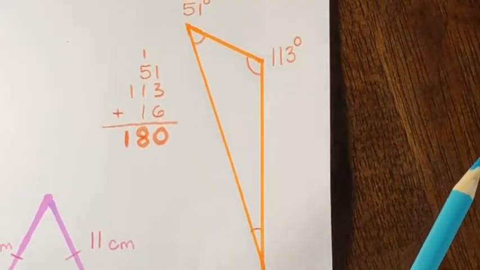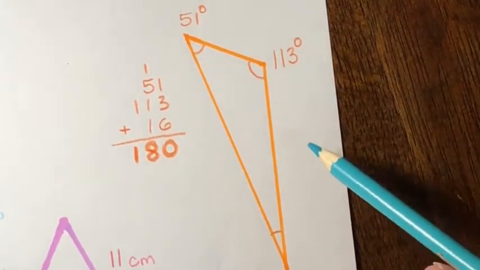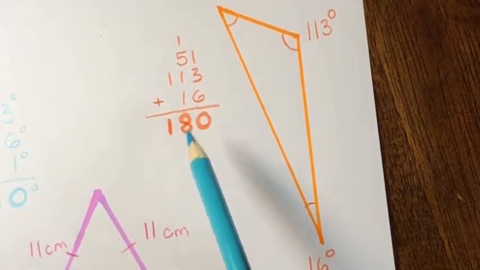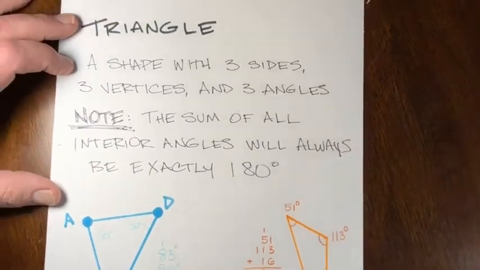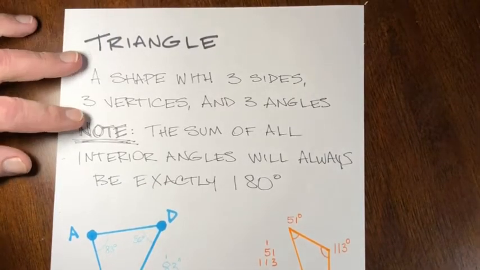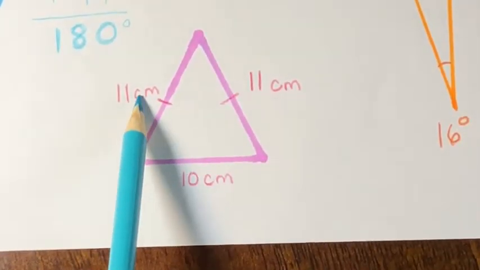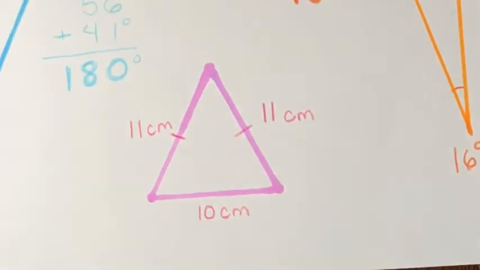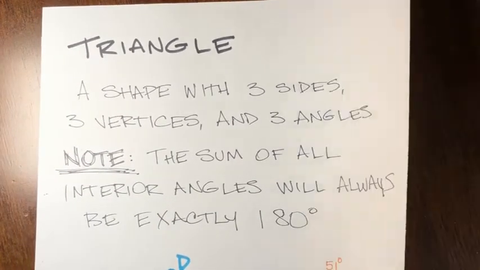We have another triangle here. This has 51 degrees here, 113 degrees there, and then this is 16 degrees here, a small angle. If you add those all up, it'll still be 180. So every triangle, the interior angles will always add up to be 180, always. So those are triangles, and we have a triangle here. It's 11 inches on that side, 11 inches and 10 inches there. So those are all triangles. So basically a triangle has a shape that has 3 sides, 3 vertices, and 3 angles.